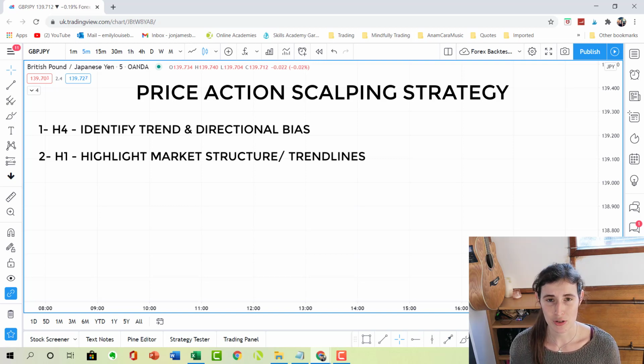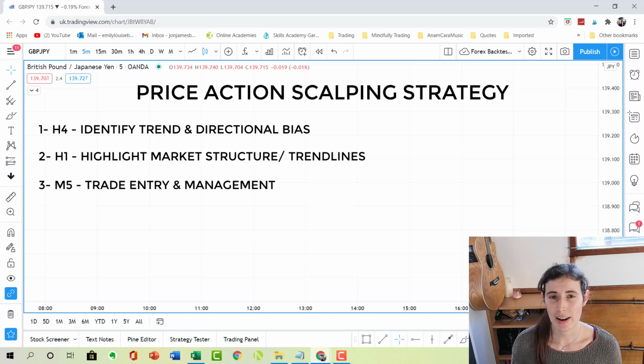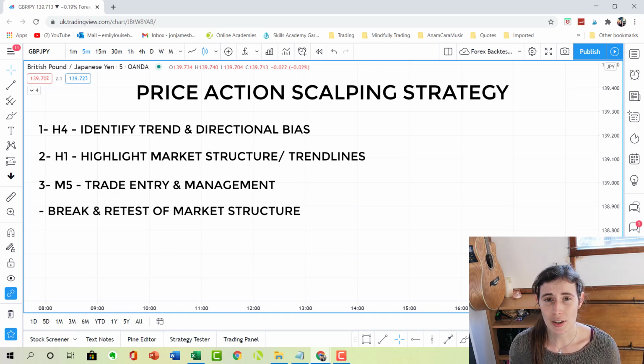Once I have the main market structure drawn out, I'm then going to drop down onto the 5-minute time frame, where I can then look for some entry indicators. In particular, I'm going to be looking for a break and a retest of significant market structure or trendline points. And to help identify the right entry, I'm going to be looking for either some candlestick patterns or signals for those entry levels.